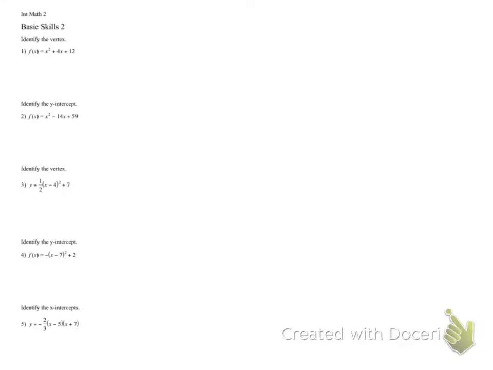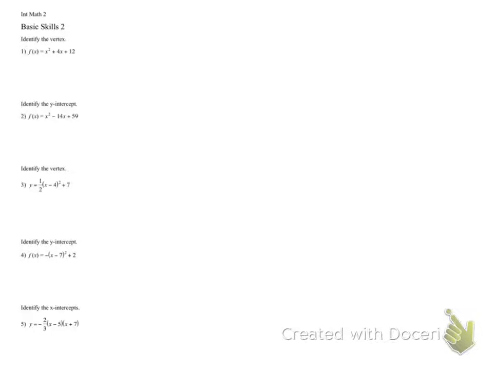Basic Skills 2. This one should be pretty easy because we have the posters in the room that you can refer to that show you how to graph the 3 different forms of quadratics, right? The 5-step process for each of those. So that's what we'll be using on this basic skills here. So let's start at number 1.